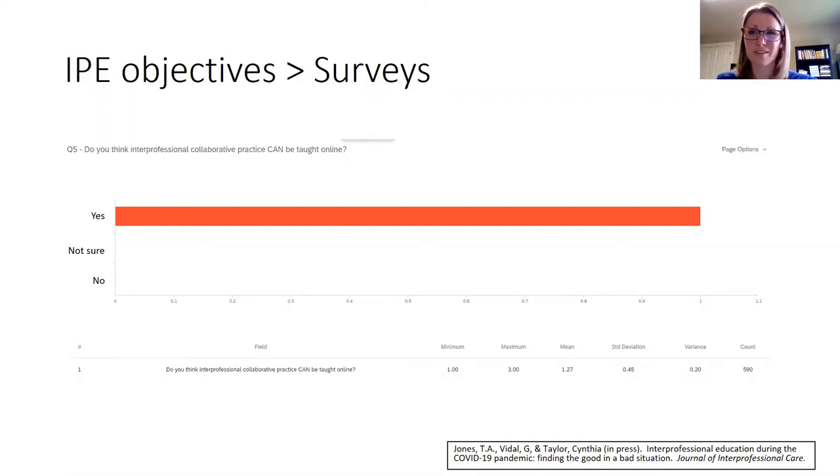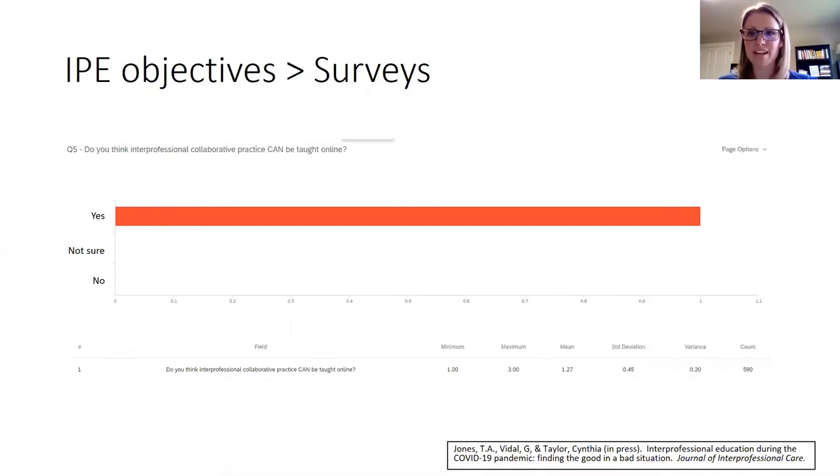So even though they would prefer the course to be in person, and they had had two portions of this course in person already, so they had something to compare it to, when asked if interprofessional collaborative practice could be taught online, all of the respondents reported that it could be. Now remember, interprofessional collaborative practice is when you have multiple healthcare workers from different professional backgrounds working together with patients, families, and communities in order to deliver high quality patient care.